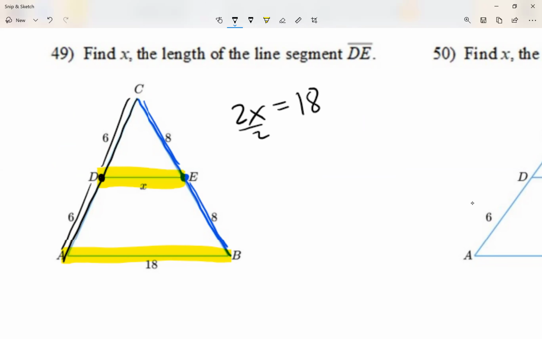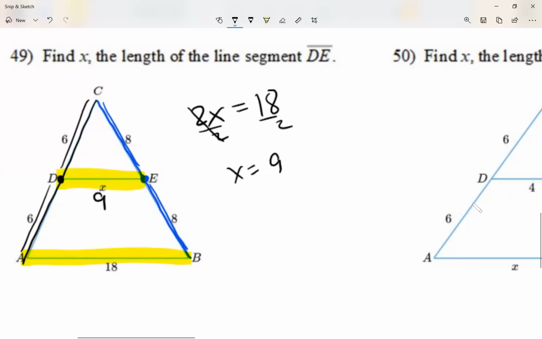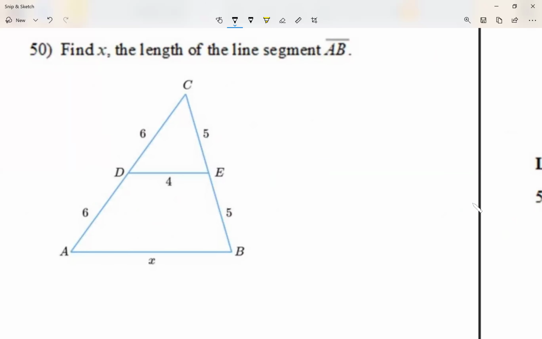Let me divide by 2 to get x. 18 divided by 2 is 9. So there you go, this little one is 9. My question here is find x, which is the length of the line segment DE. It's 9.